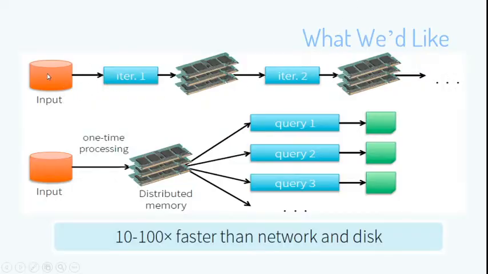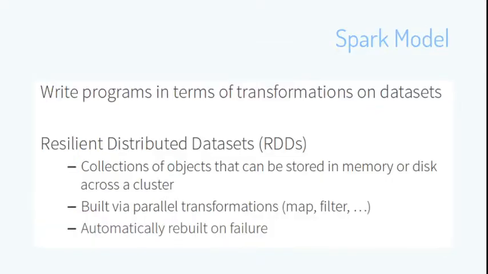For example, if I give input data, the iteration will be done by three or four different clusters, that is distributed memory. Then I get iteration 2 in three different distributed memories. After that I finalize the data into different storage. So it's 10 times faster in memory, and 10 to 100 times faster than network and disk.